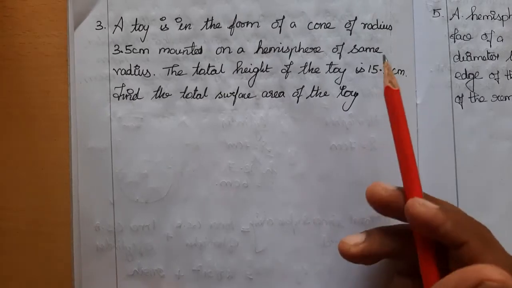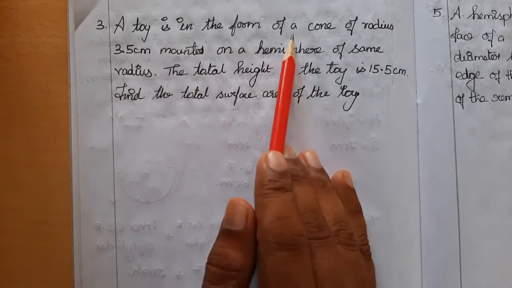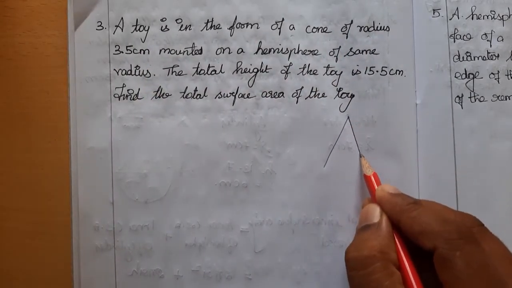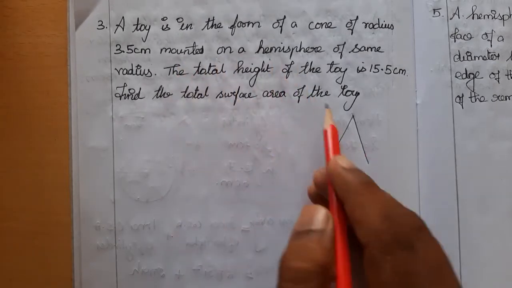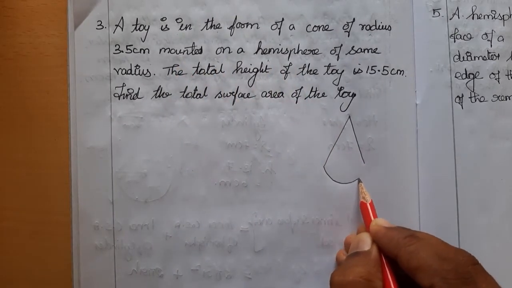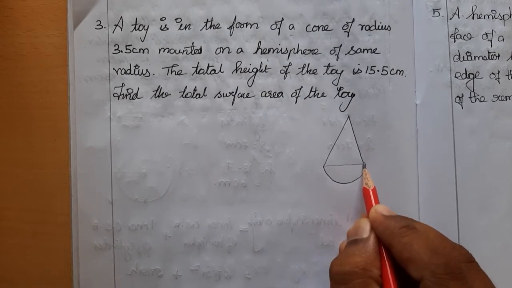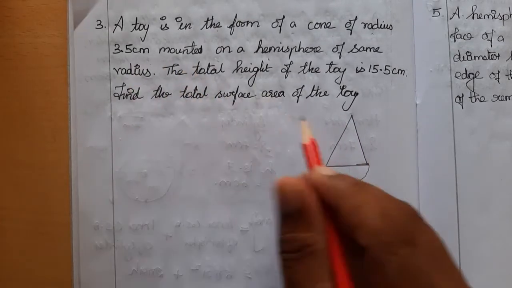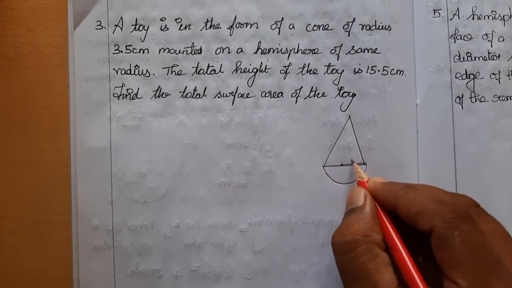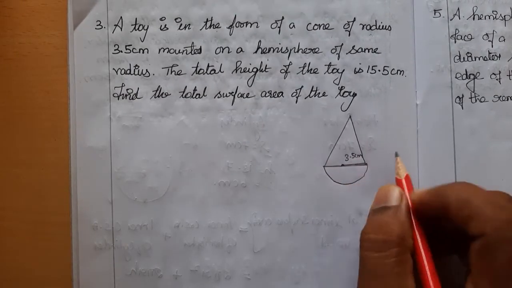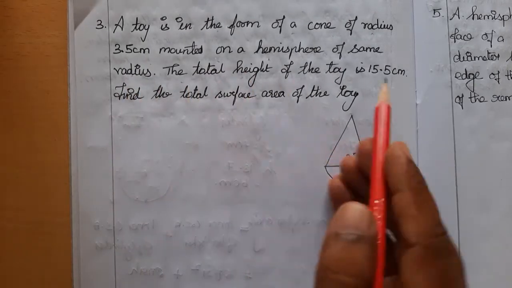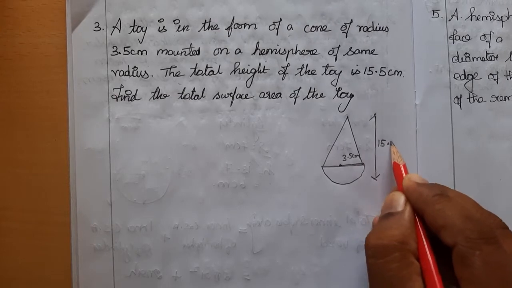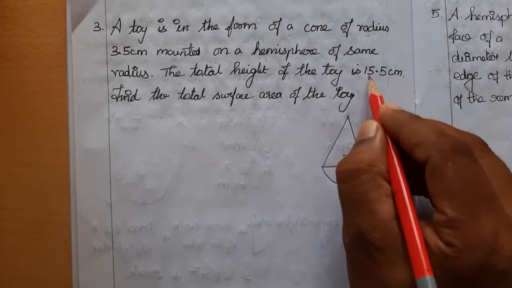So here we go for the next problem. A toy is in the form of a cone of radius 3.5 centimeter. So it is in the shape of a cone, and it is mounted on a hemisphere. Just I'm considering this as a hemisphere, and this is the cone. And given that the radius, both the radius will be the same, 3.5 centimeter. And the total height of the toy is 15.5 centimeter. It is given 15.5 centimeter.